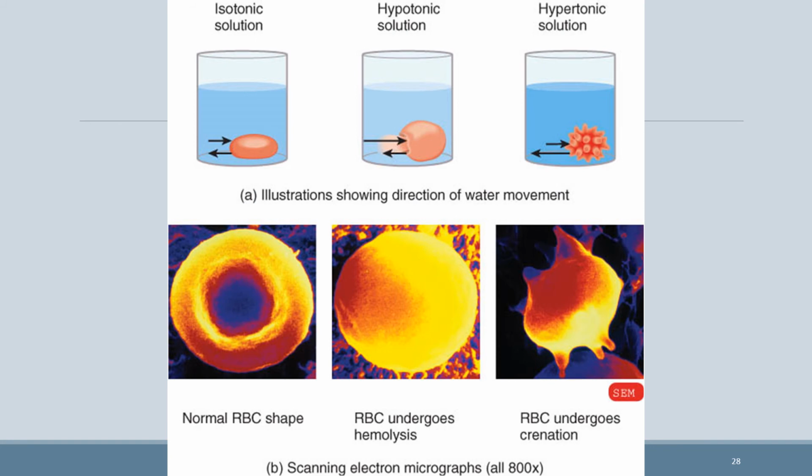Okay, here we can see the various solutions. So again, with an isotonic solution, we have an equal pressure. With hypotonic, the pressure is low, and with hypertonic, the pressure is high.